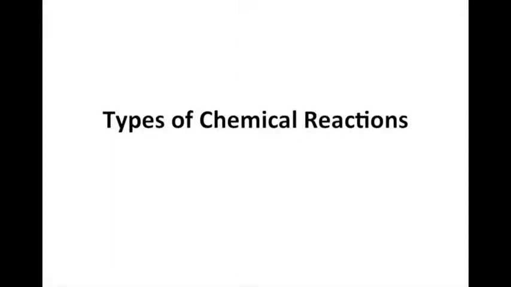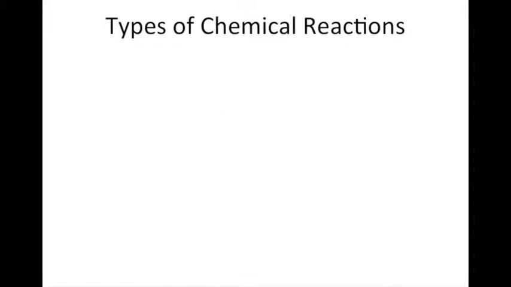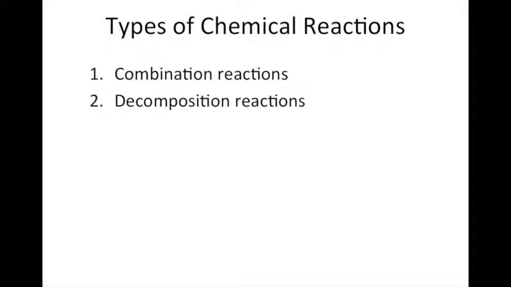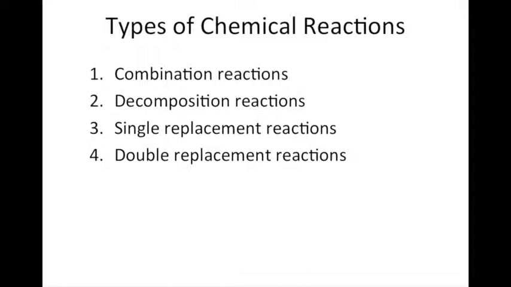In this video, we're going to discuss the different types of chemical reactions. So chemical reactions can generally be classified in one of 5 different classes of chemical reactions. The first type is a combination reaction. The second is decomposition reaction. Then we have single replacement reactions, double replacement reactions, and finally combustion reactions.